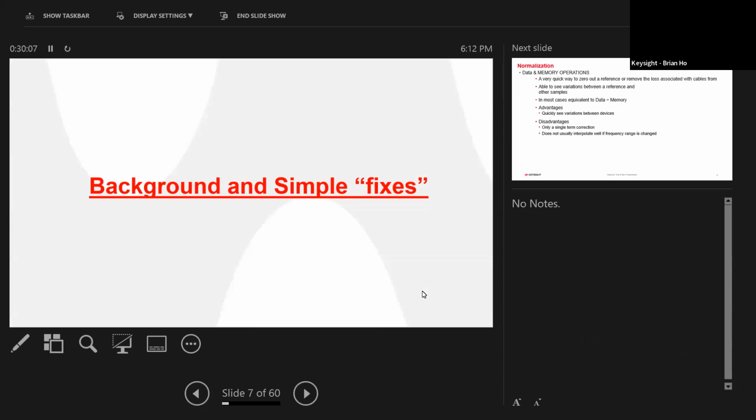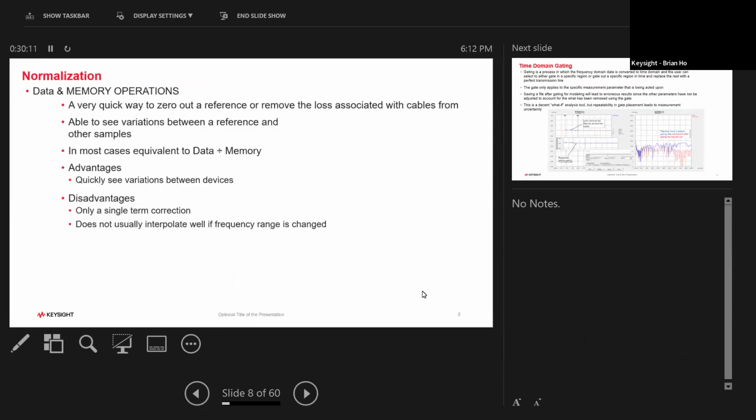So here's some of the background and simple fixes. The first one is what I discussed, normalization, where we take, for example, a cable and we normalize the loss through it, a single factor, whether it's length or loss. It's very easy to do, and it's usually just a memory thing. So you just clear out memory, like resetting something to a certain point. The only disadvantage is it's only a single term.